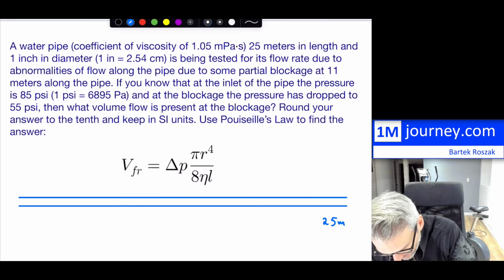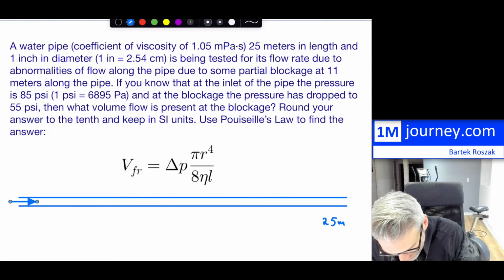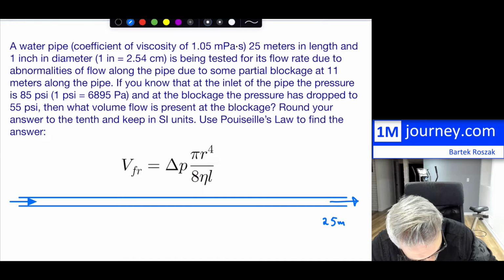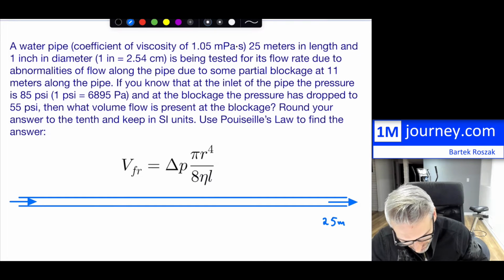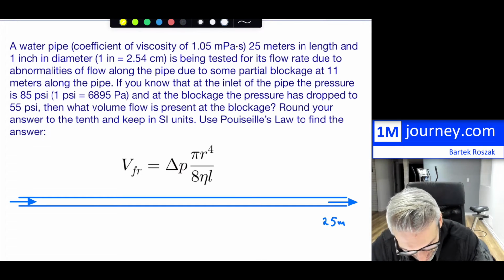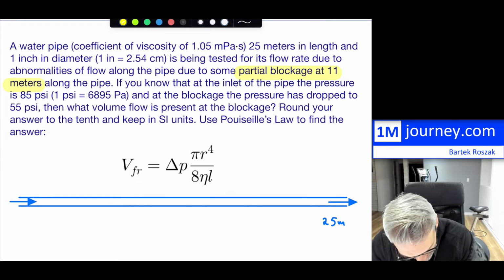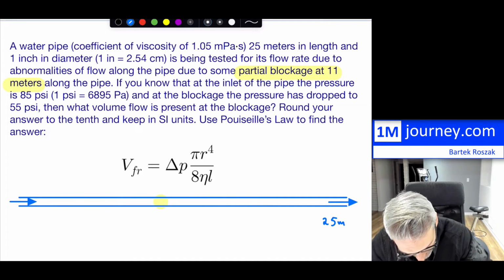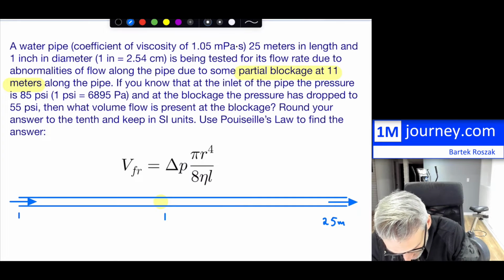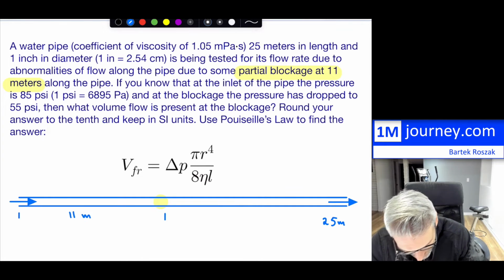And ideally, we would want the flow on the inlet coming in, and then the flow on the outlet coming out, and nothing really major in terms of changes. We would not want that to be happening in terms of the flow. But for some reason, they tell us that there is some kind of a partial blockage, and this partial blockage is happening at 11 meters. So let's imagine the 11 meters is somewhere along there, and we want to be able to find what that is. So let's say from here all the way up to here. That would have been 11 meters.